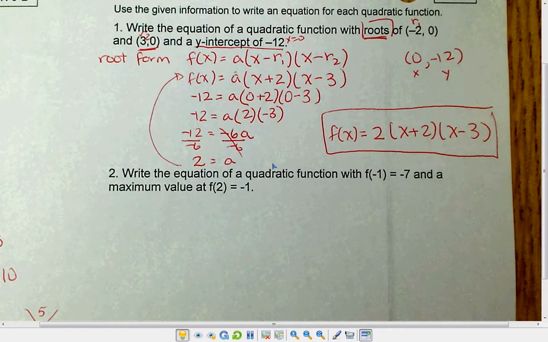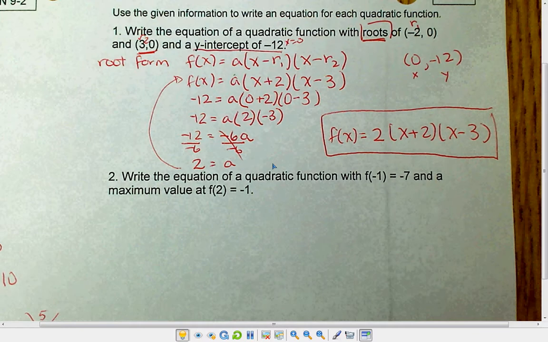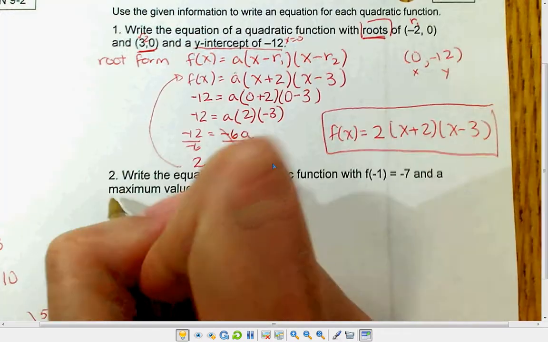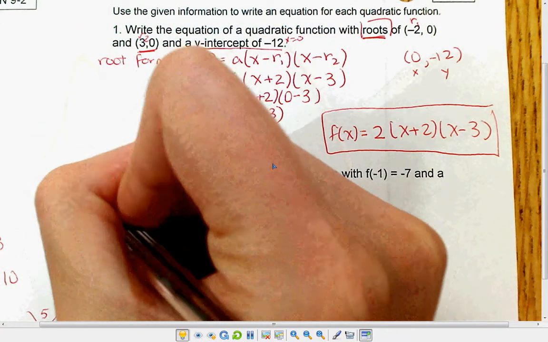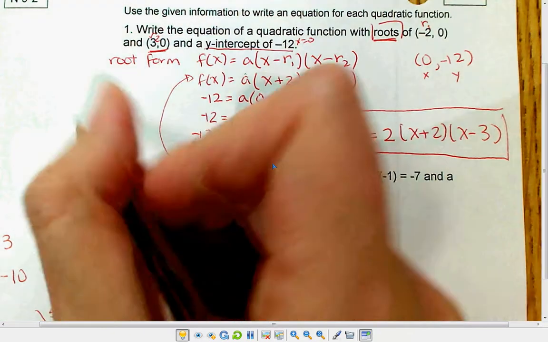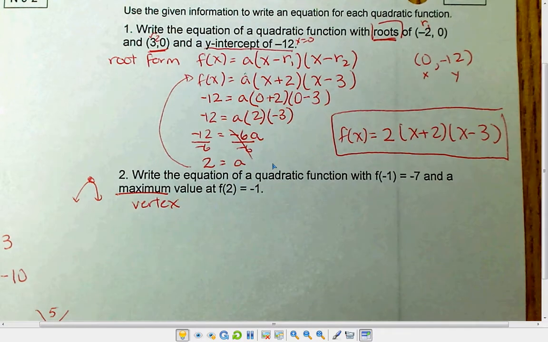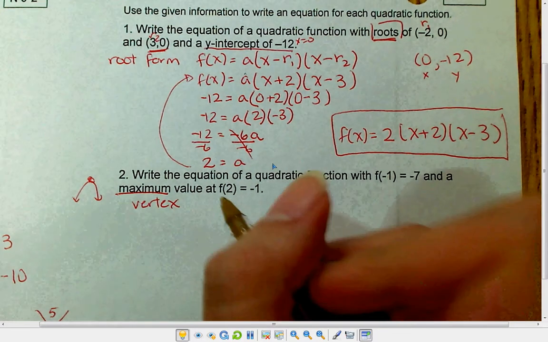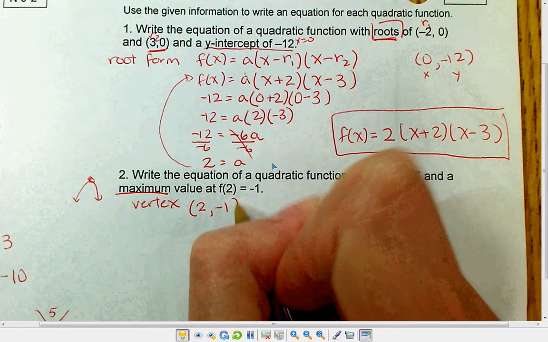Okay, let's look at number 2 now. So write the equation of a quadratic function with f of negative 1 equals negative 7 and a maximum value at f of 2 equals negative 1. So a maximum looks like this. In this case, since it's the maximum, this is actually also our vertex. If they give you the maximum or the minimum, it's telling you the vertex. So our vertex here is, this is my x value 2, this is my y value negative 1.